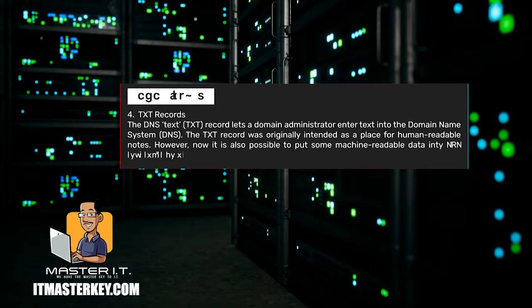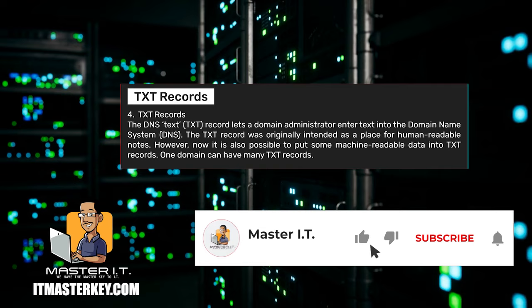So we talked about DNS and we talked about the records that accompany those things. Now, the next thing I want to talk about is DHCP, right?